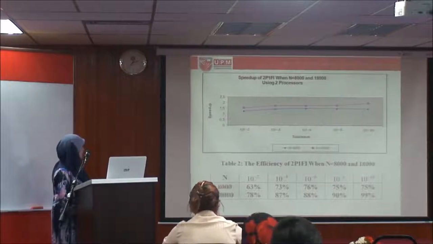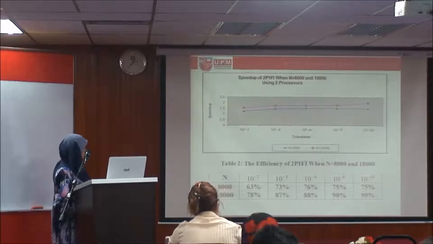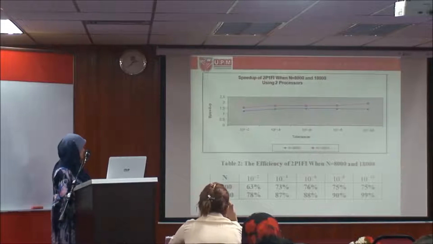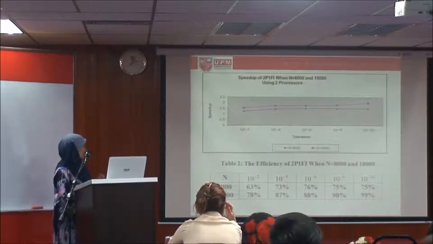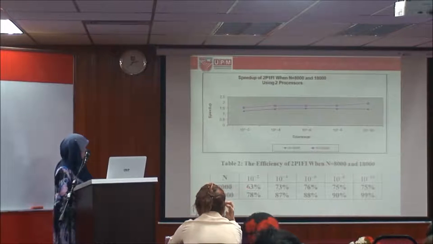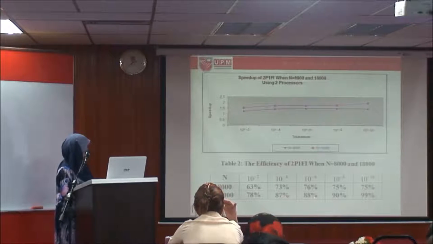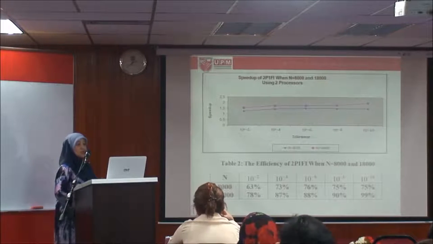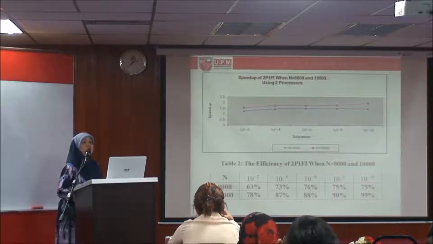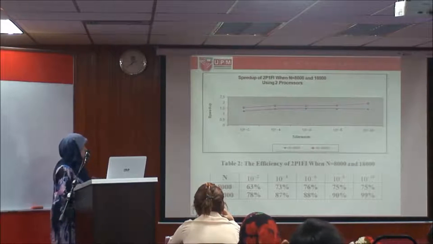Now you can see here, I just showed you at 8,000 and 80,000 equations, when we use the two processors. This is for efficiency. You can see that it's better when we have a large number of equations. Efficiency increases, but as the tolerance gets smaller, the calculation is more complicated. So that's why it's worthy.